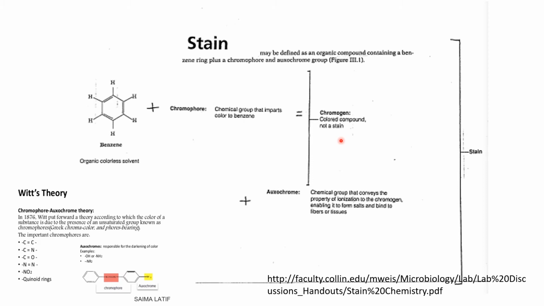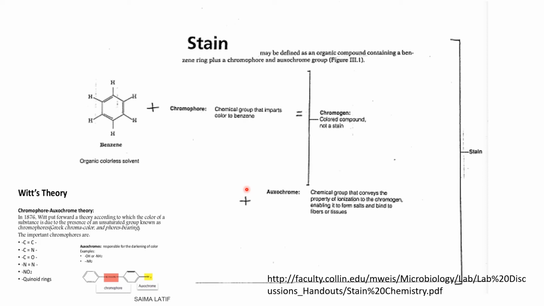Okay, and then we add the oxochrome. So what is oxochrome? Oxochrome is a chemical group that conveys the property of ionization to the chromogen, enabling it to form salts and bind to fibers or tissue. So our oxochromes are kind of charged molecules. It could be negative or positive. Therefore, the oxochrome also gives the property of your dye, whether your dye is basic or acidic.